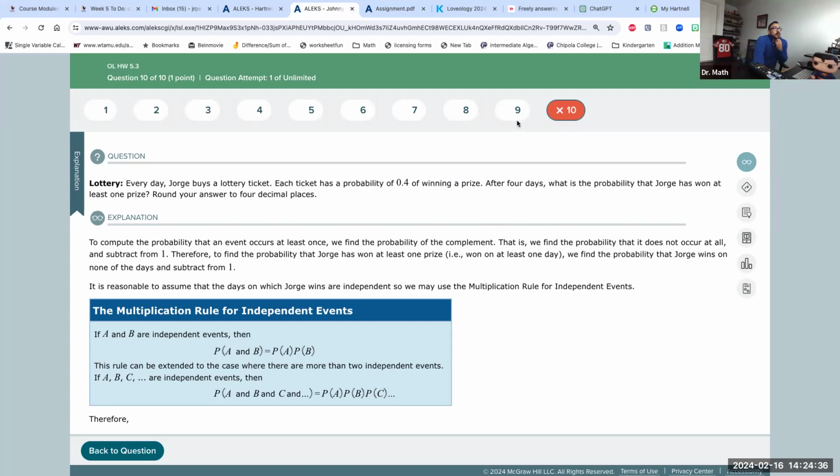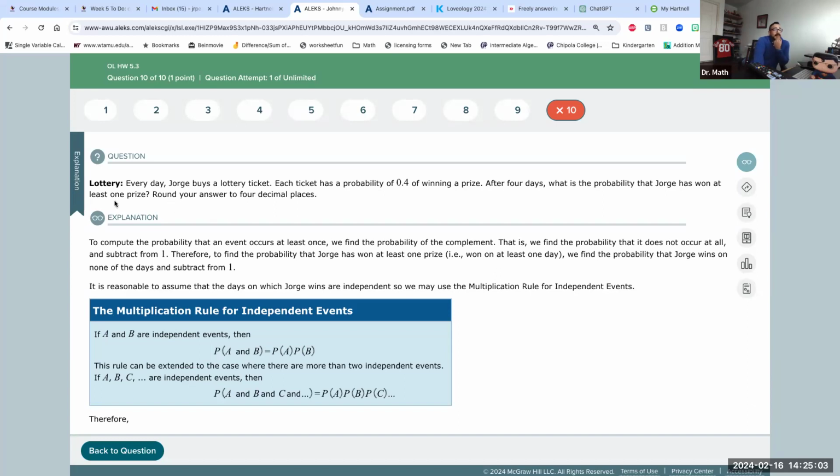This is question 10, so I'm going to work backwards through these last two because these are the two giving people issues. So every day, we look at the lottery here. Every day, Jorge buys a lottery ticket. Yes, it's not George, it's Jorge. Each ticket has a probability of 0.4 of winning a prize. After 4 days, what's the probability that Jorge has won at least one prize?